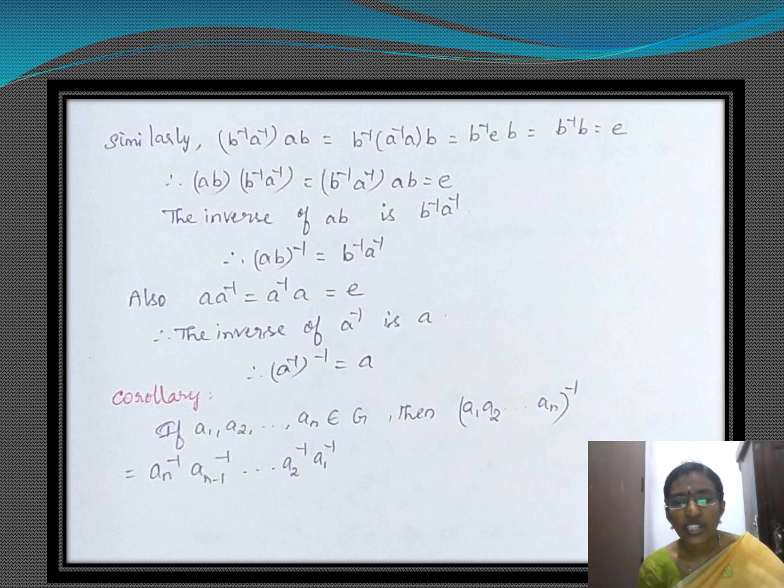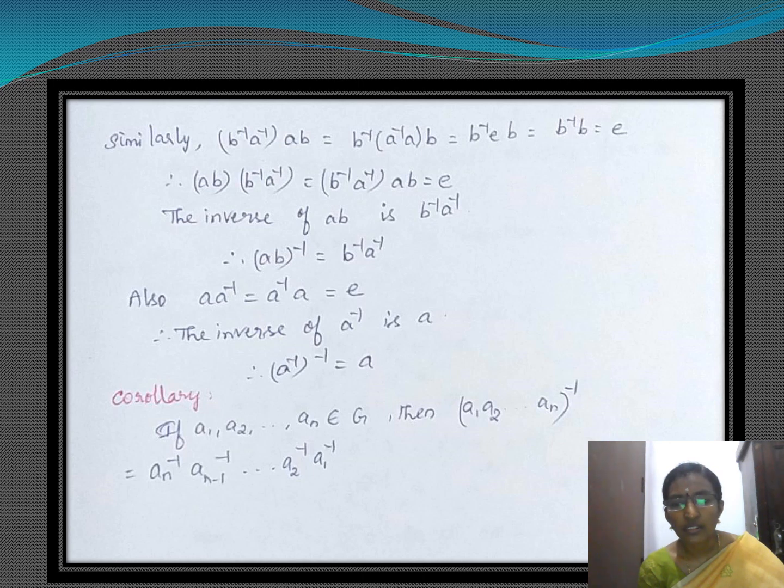Number 2. (A inverse) the whole inverse equal to A. That is, inverse of A inverse is A. But we all know that inverse of A is A inverse. Then we have the property A inverse A equal to A A inverse equal to E. From the same property, we will get the result. Inverse of A inverse is also A. Hence, (A inverse) the whole inverse equal to A.